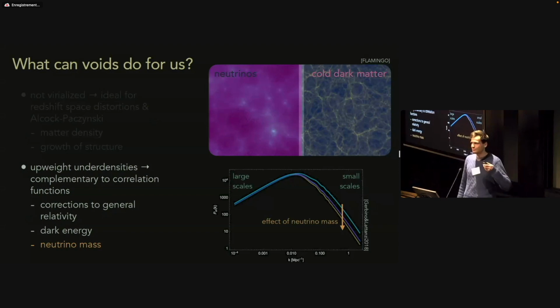These could, for example, be modified gravity, or dark energy, or in this case, neutrino mass. The baseline picture of neutrino mass in cosmology you can see on the right-hand side. Whereas the cold dark matter clusters on very small scales and forms all these halos, the neutrino distribution is much more diffuse. On large scales, you trace the dark matter distribution, but on small scales, the free streaming is going to wash everything out. You can also see this in the matter power spectrum.